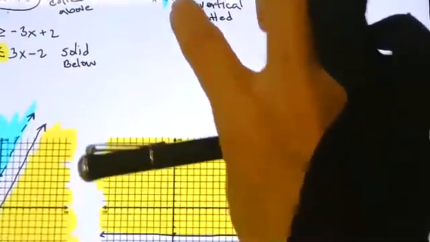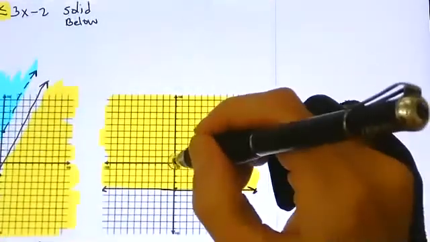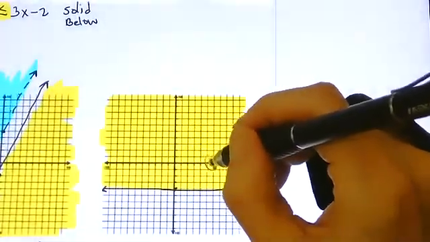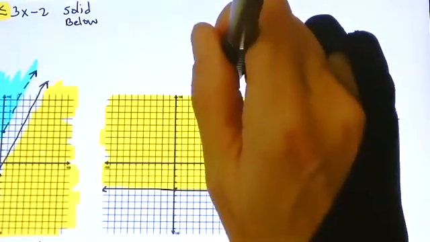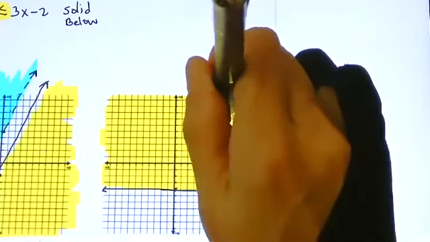I'm going to draw a vertical line though at 8. So 1, 2, 3, 4, 5, 6, 7, 8. Vertical. It's going to cross the x-axis right there. And it's dotted.